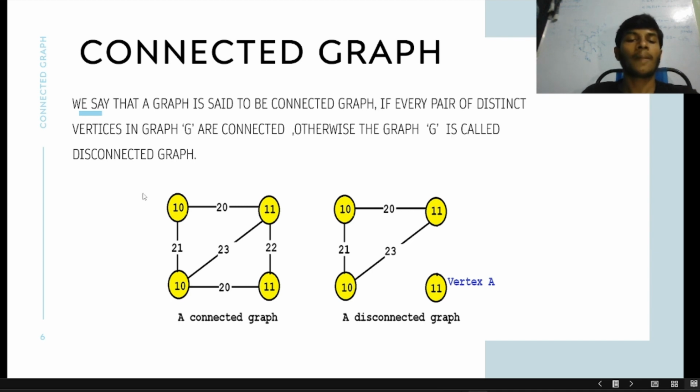As simple as that. If the vertices in the graph are connected, then it is a connected graph. If the vertices in the graph are not connected, then it is a disconnected graph. It means there should be a path also. If you can see, for every vertex there is a connection and there is a path for the vertex. In this diagram, there is no connection for vertex 11, so there is no path for 11. So we can say that this is a disconnected graph, and this is a connected graph, as simple as that.